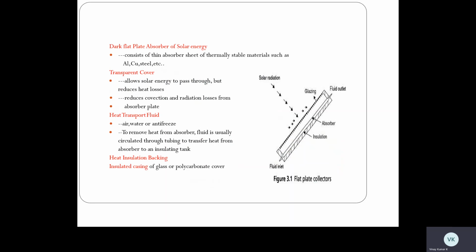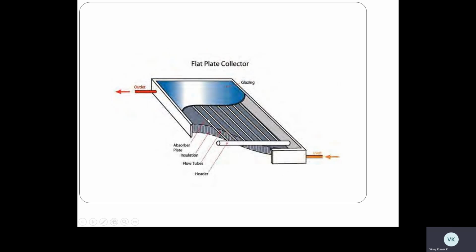There are 5 important parts that a flat plate collector has. What are these 5 important parts? That is, the dark flat plate absorber for solar energy. I have shown you the absorber part here. Absorber plate. This is dark, which is for absorbing the solar energy.